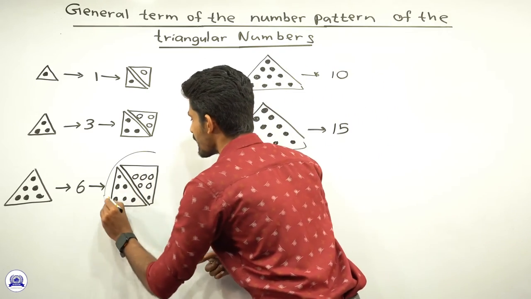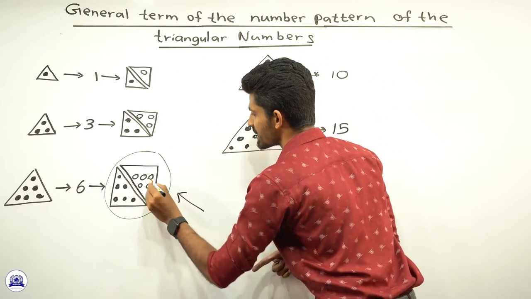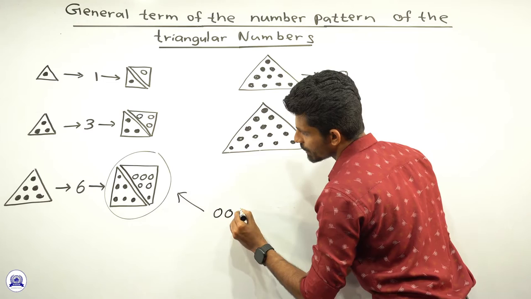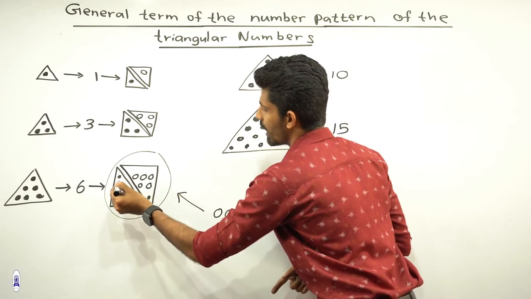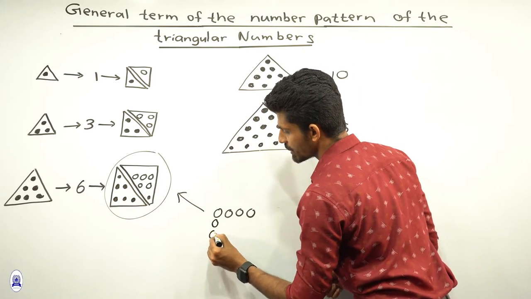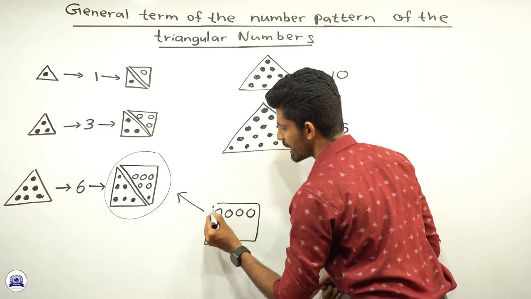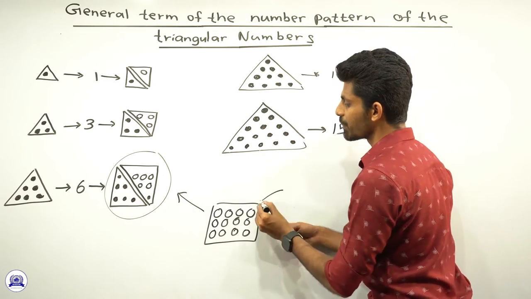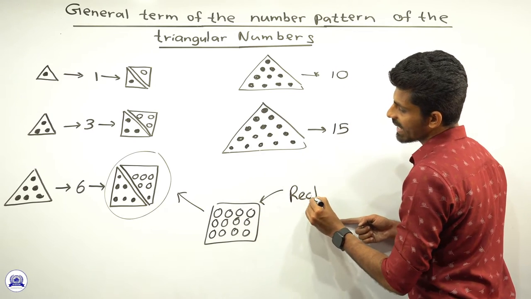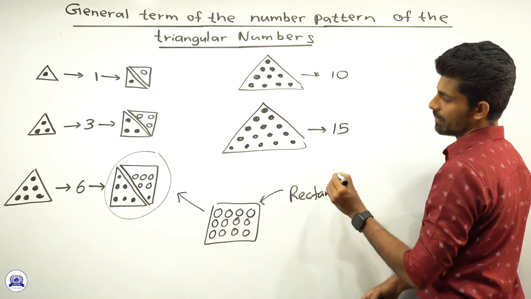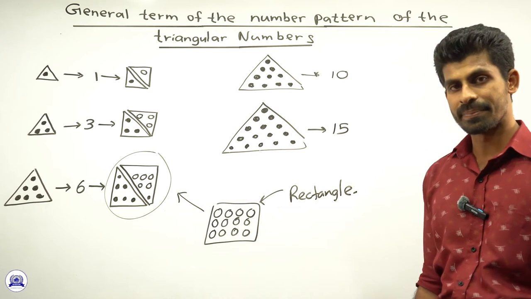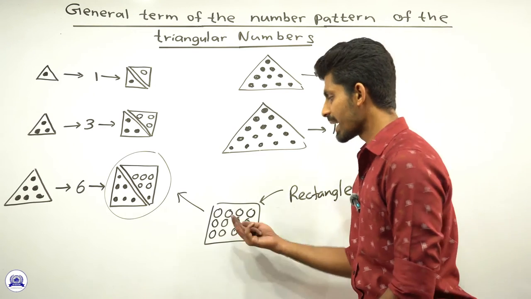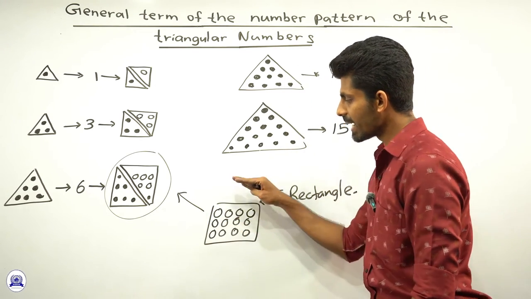Can you identify that shape? 1, 2, 3, 4. 1, 2, 3. What is that shape? Look at the shape figure. Rectangle. That means 4 dots are there.